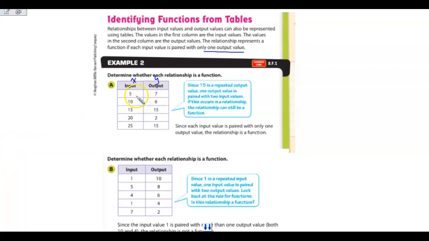Honestly, what you're doing is look to see if there's an input that repeats. We have 5, 10, 15, 20, no repeat, so this is a function. So no repeat of input values.